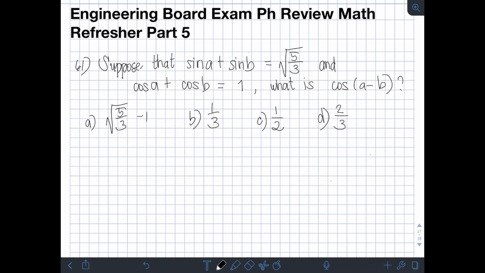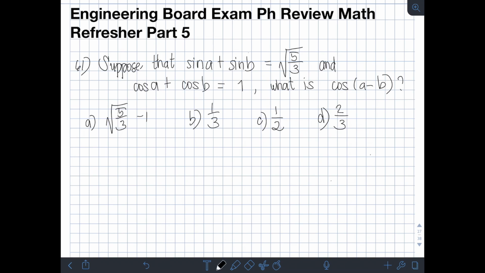Okay, so this time ay magre-review ulit tayo for Engineering Board Exam Mathematics, which is Math Refresher Part 5. So dun sa previous ko, for the Math Refresher Part 4, ay nag-stop tayo sa item number 60. So magsasagot ulit tayo ng set of questions. So this time, let's start with question number 61.